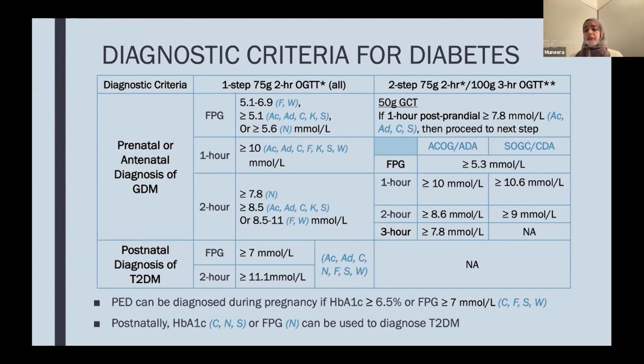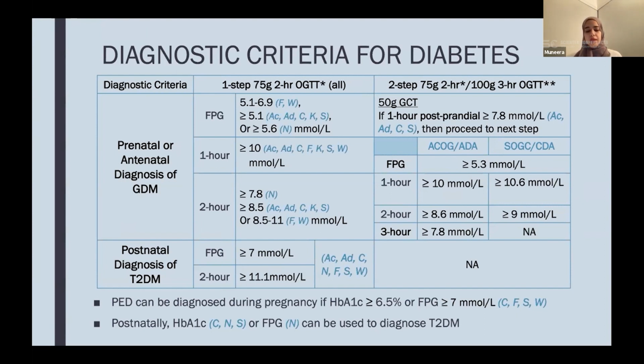And for the Canadian guidelines, they recommend moving on to a 75-gram 2-hour oral glucose tolerance test. We also need to note that it is possible to diagnose pre-existing diabetes during pregnancy. And we do that by using HbA1c or fasting plasma glucose. And then postnatally, we can also use HbA1c or fasting plasma glucose to diagnose type 2 diabetes.